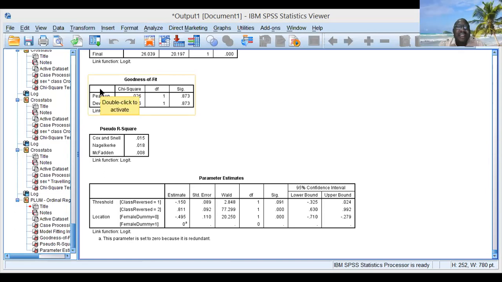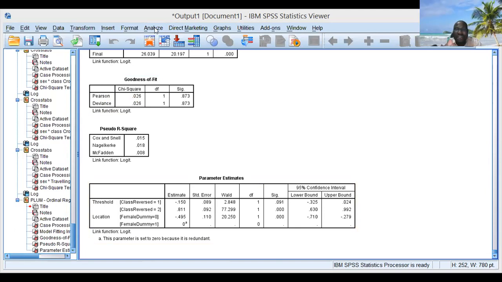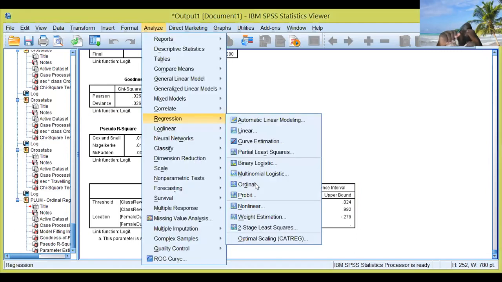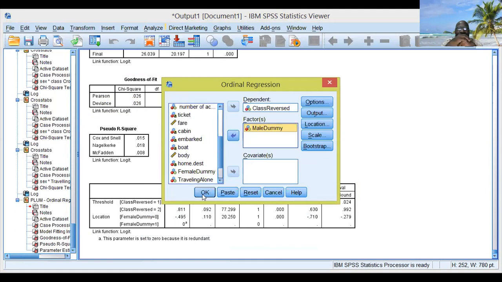Analyze. Redo it. Use male dummy rather than male female. Okay, male dummy. The estimate put there is the odds ratio, not the B. It's not the B. Remove female and put male dummy.